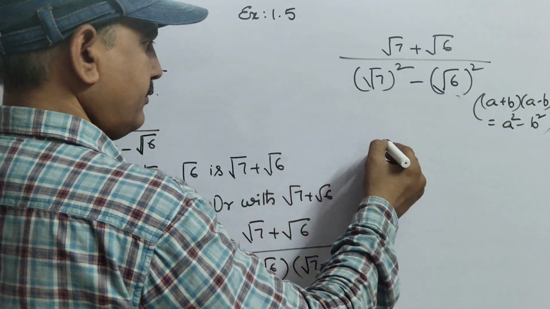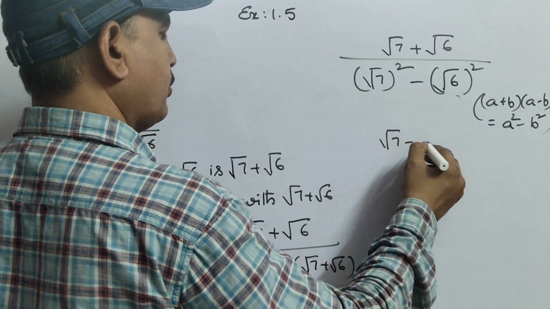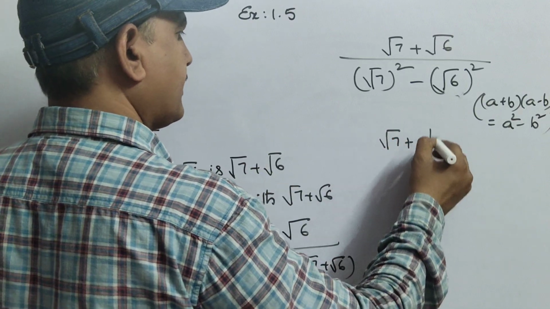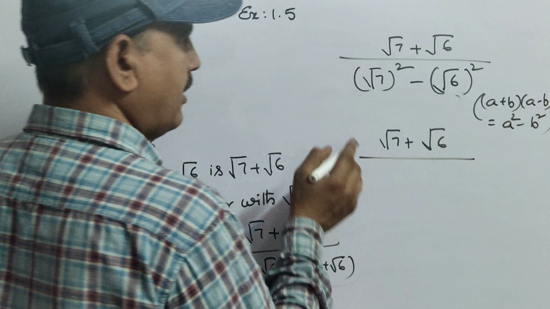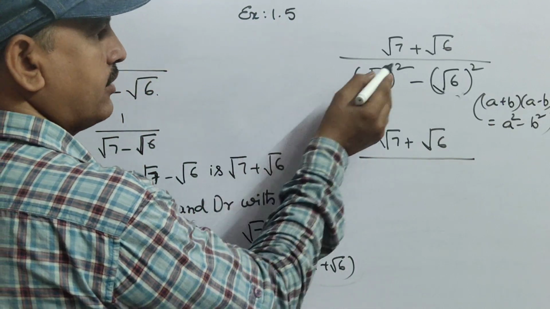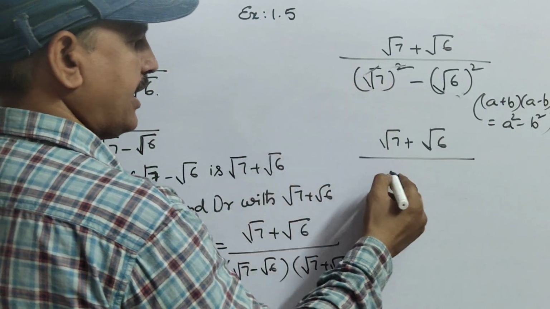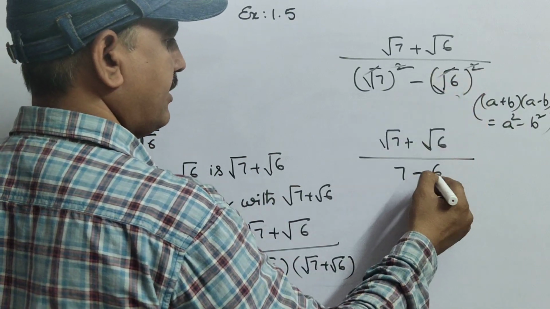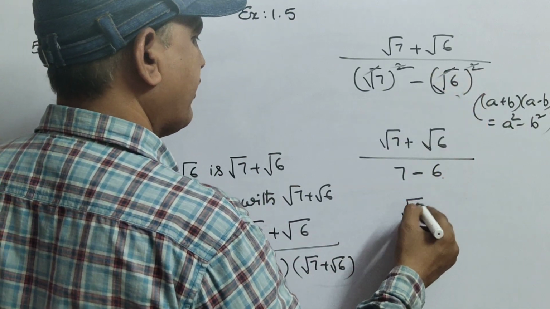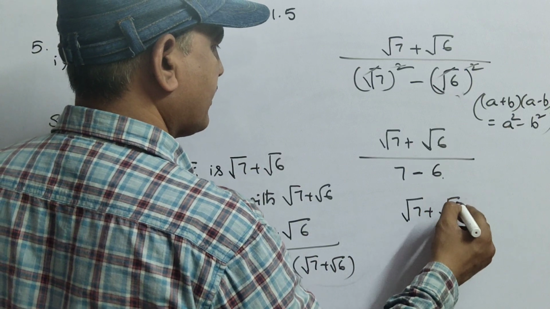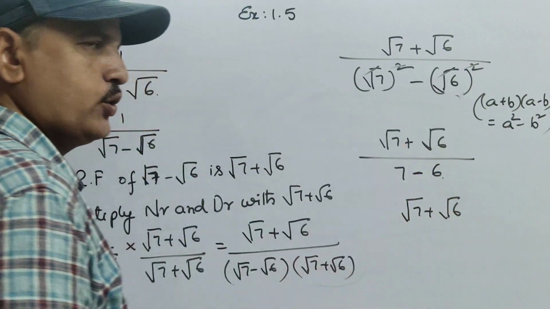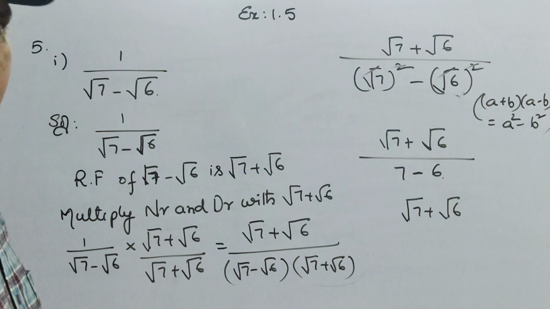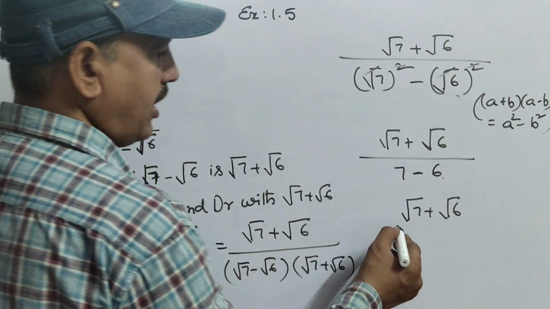Now root 7 minus root 7 plus root 6 by, as I told you, the square and the square root get cancelled, 7 minus 6. So root 7 plus root 6. 7 minus 6 is 1. So no need to write the 1 in the denominator. So this is the answer.